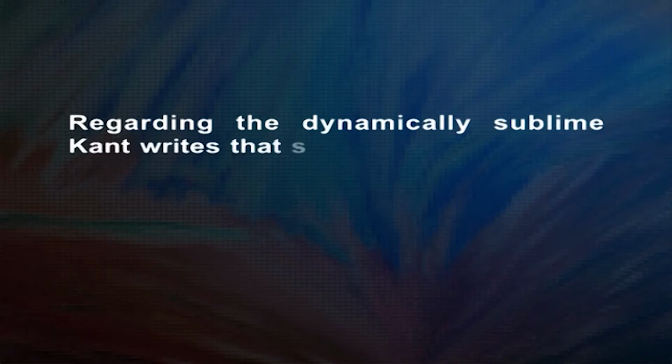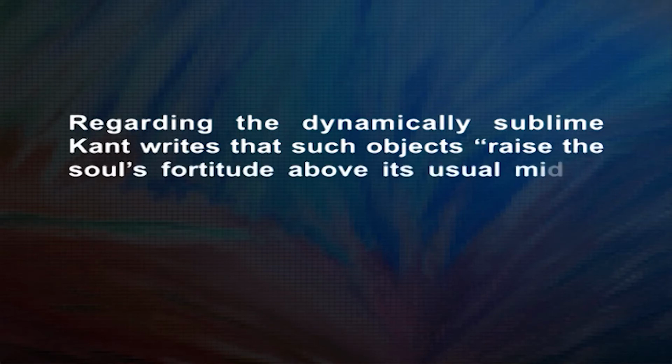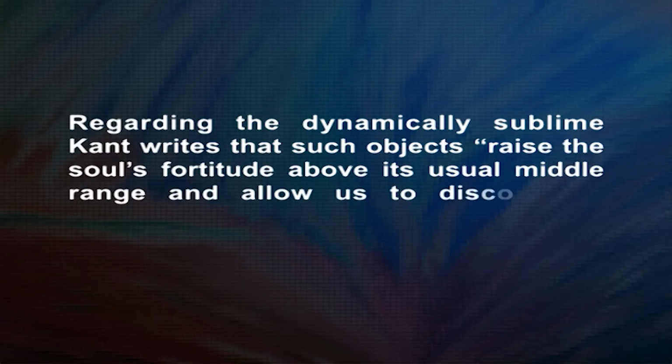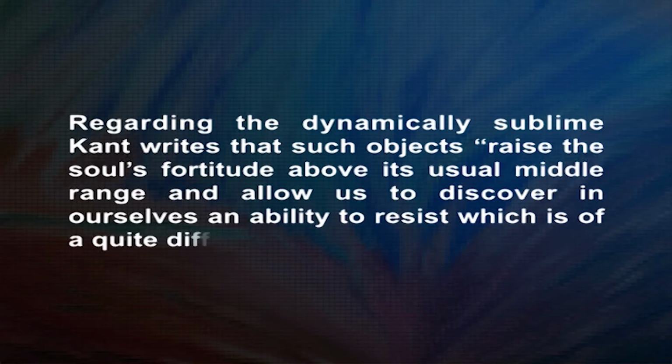Regarding the dynamically sublime, Kant writes that such objects raise the soul's fortitude above its usual middle range and allow us to discover in ourselves an ability to resist which is of a quite different kind. In particular, nature is called sublime merely because it elevates the imagination to the exhibition of those cases wherein the mind can be made to feel the sublimity even above nature, that is, proper to its vocation.